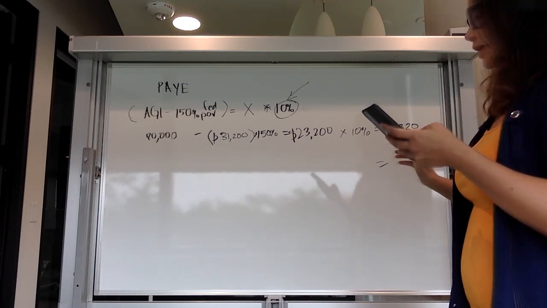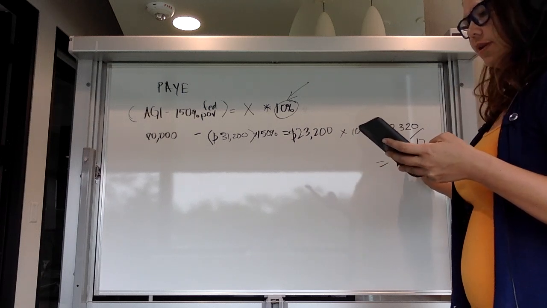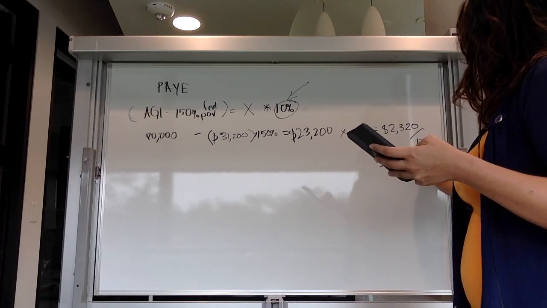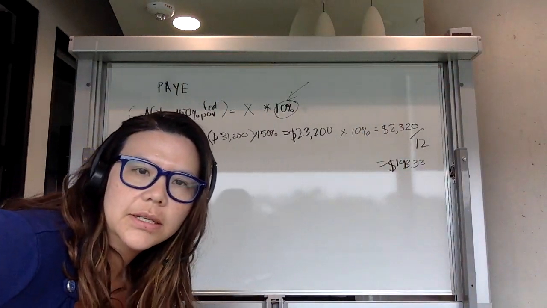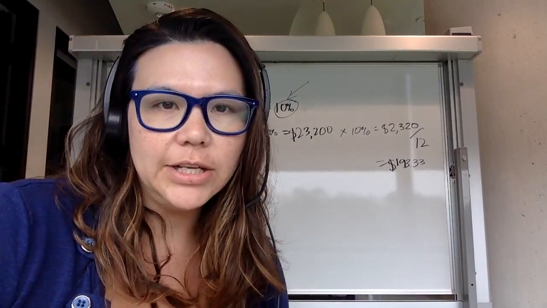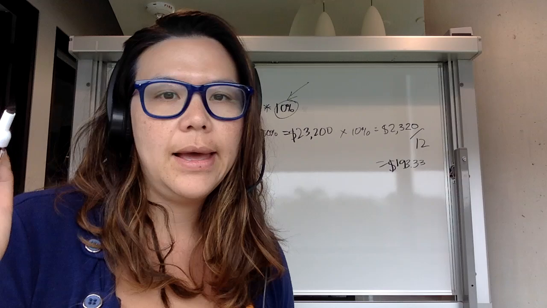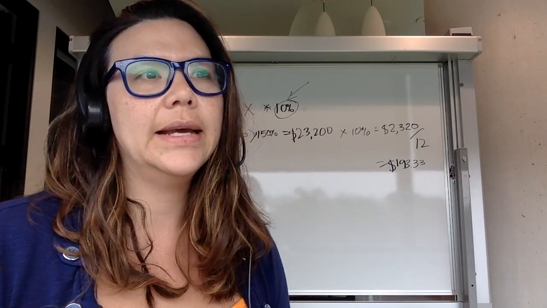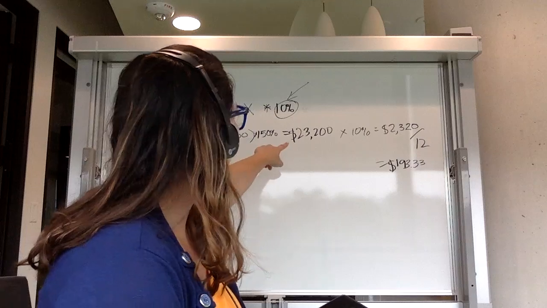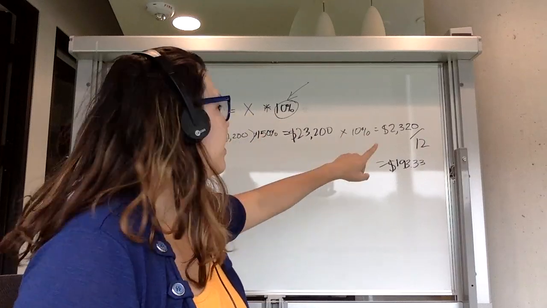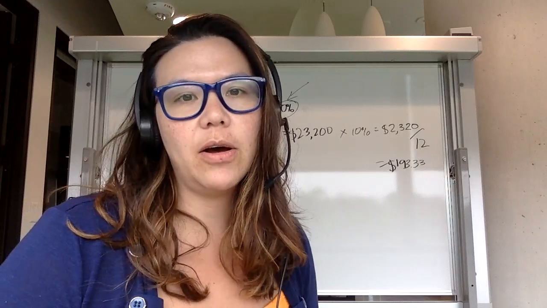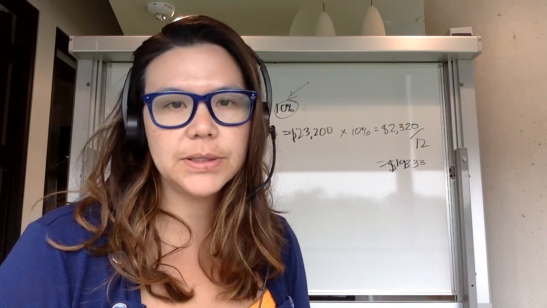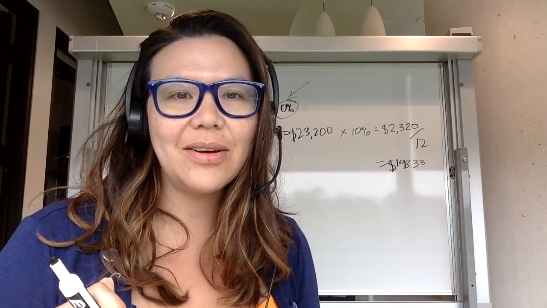Divided by 12 gives a payment of $193.33 a month. That is the student loan payment for somebody on Pay As You Earn with 10% of income above 150% of poverty. Their monthly payment is $193. Now, let's pretend all of this person's loans are undergrad.